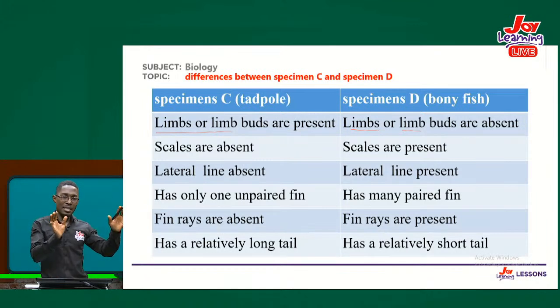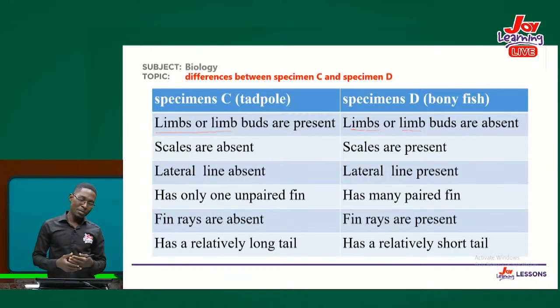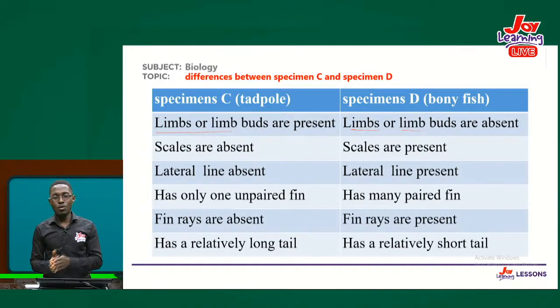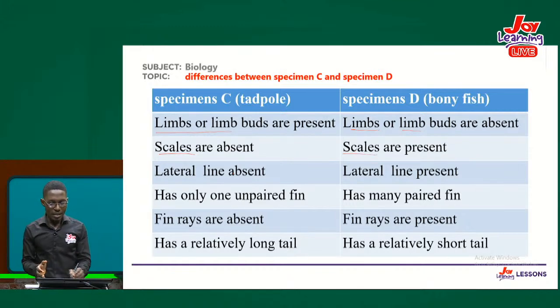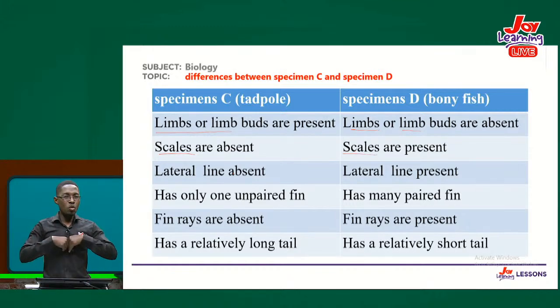So we start with the same sentence and we make a conclusion of what is on one and what is absent on the other. So you just add present, absent. Don't say limbs or limb bud are present, then specimen D do not have limbs. Usually we see it, do not have limbs. It's wrong. Or they don't have limbs. It's wrong. So it was there, it was not there. So absent and present. You spoke about scales. Scales are absent on tadpole. Scales are present on bony fish. It makes it easy for us to know what you are talking about.